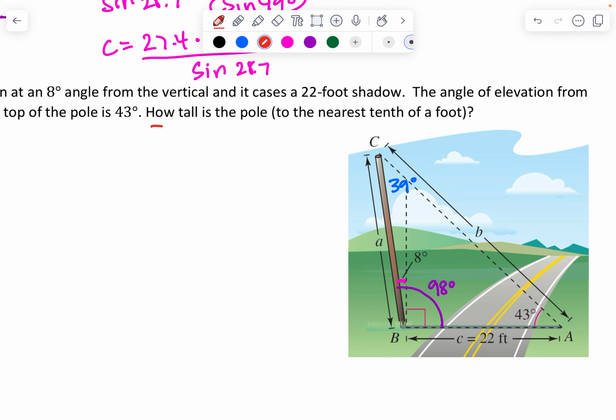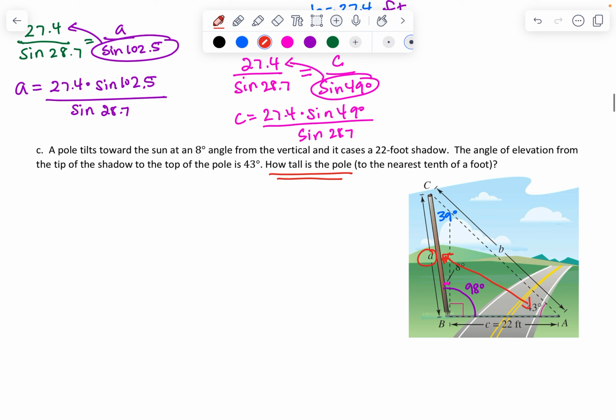Then it says, how tall is the pole? So that is A, and A is across from angle A, so we're trying to find side A. We don't need to solve for side B because it's not asking me that. So this time I only need to solve for the one thing. I am going to set up my ratio. C is the side and the angle that I have, so I'm going to start there.